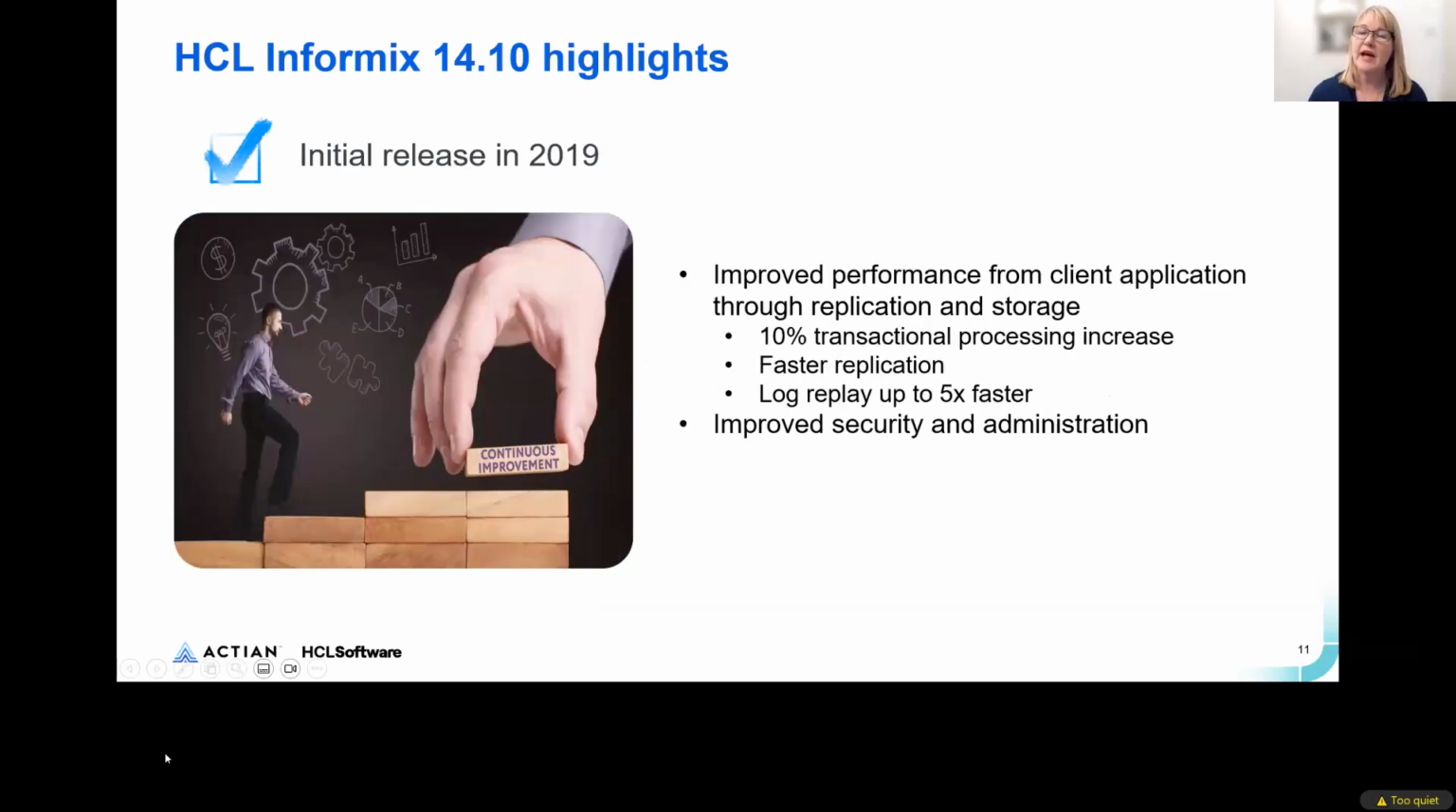Again, just to mention from a timeline perspective, the initial release of HCL Informix 14.10 was back in 2019. So we've got about 4 years under our belt here with the 14.10 code line. And what we have been striving for as a group is continuous improvement, of course, over every prior release. With the improvements that were brought out in 14.10, there were many different improvements in speed for the client application throughout replication and storage. The OLTP transactional processing improvements were as much as 10% faster over the prior releases, 12.10. So for those of you who answered 12.10 to that poll, there are a lot of great capabilities that you may want to spend some time with us to learn more about.